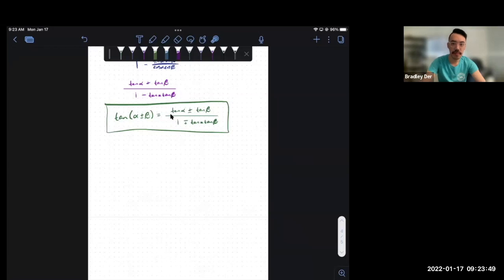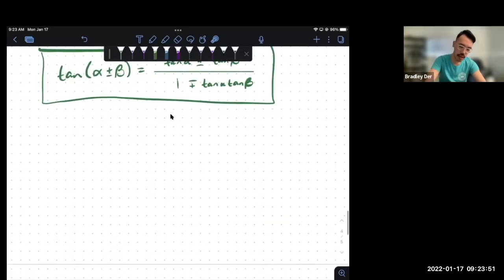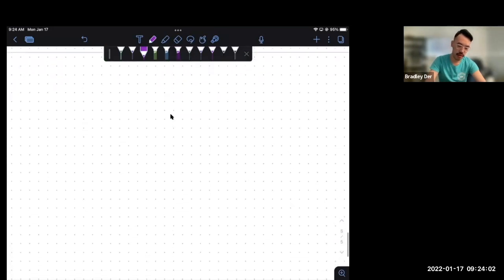Where did I put these? Okay. We're going to do cosine of 285 degrees. And then let's do tangent of 165 degrees. Cool.